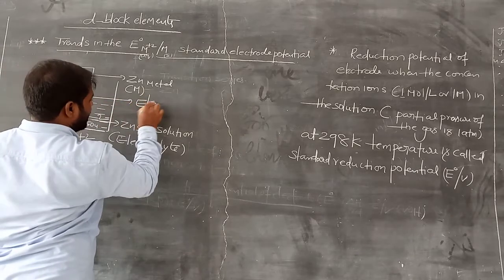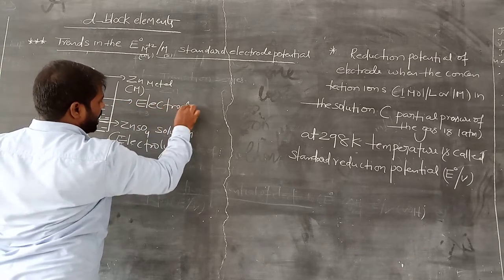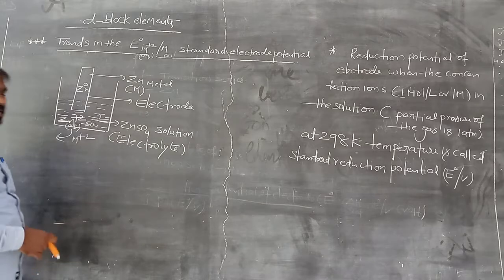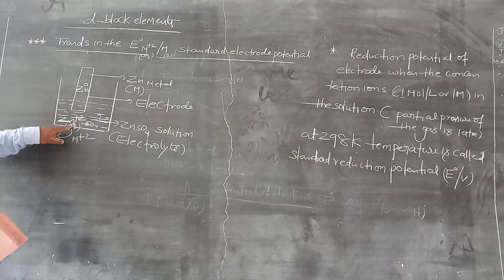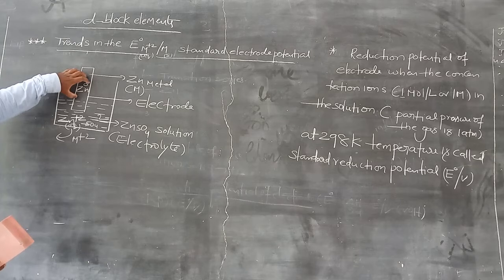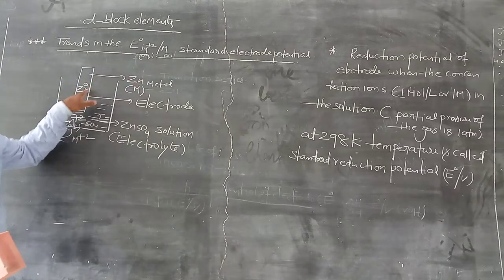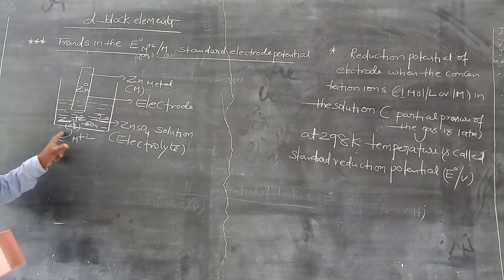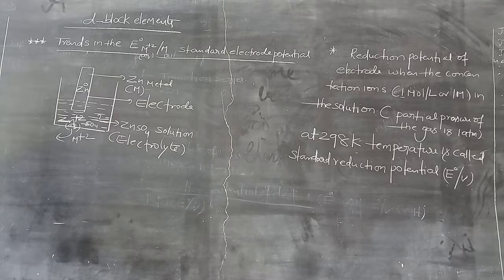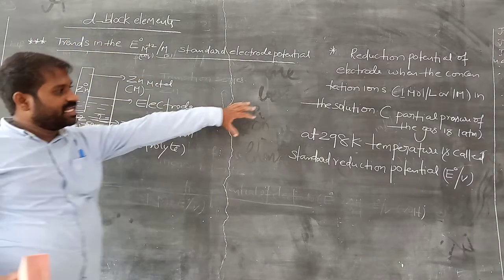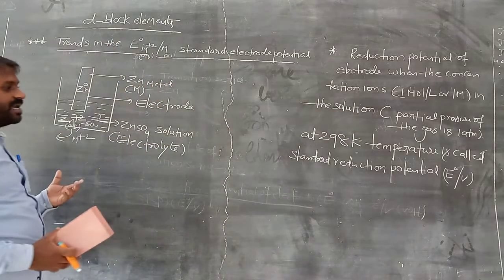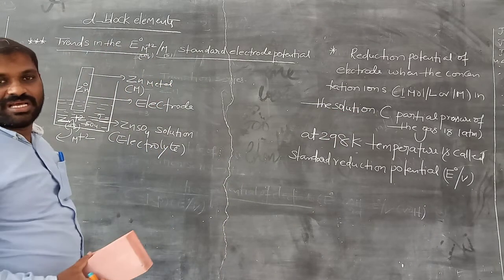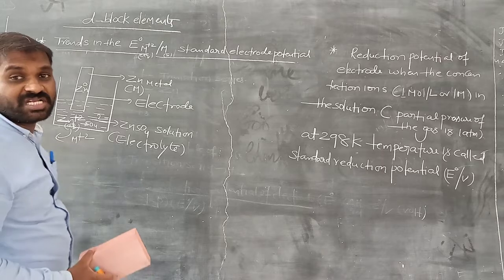The metallic rod is called the electrode and the solution is called the electrolyte. The charge difference between the aqueous ions in the solution and the metal is called the electrode potential. Electrode potential measured at standard conditions is called the standard electrode potential.